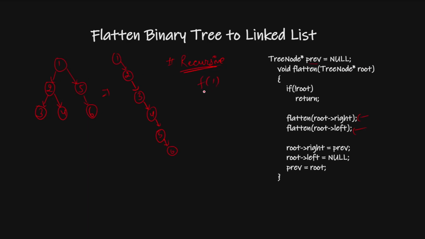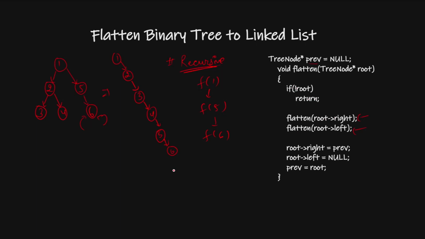So this function will check, is it null? No. So it will call its right. Its right is f5, and it will also call its right, f6, and f6 will call its right, which is null. So it will return. Once its right is returned, it goes to its left, which also returns because it is null. So for this node, left and right are done.